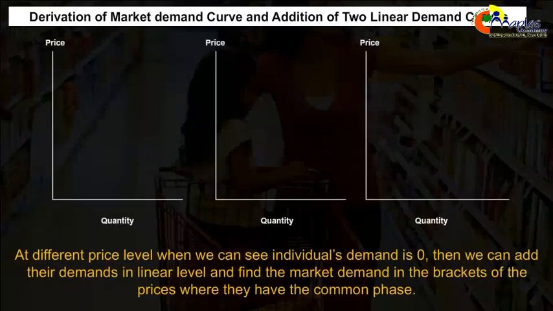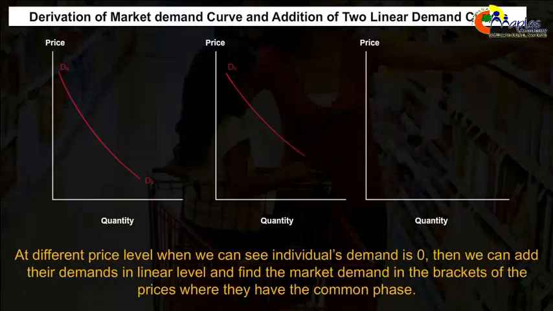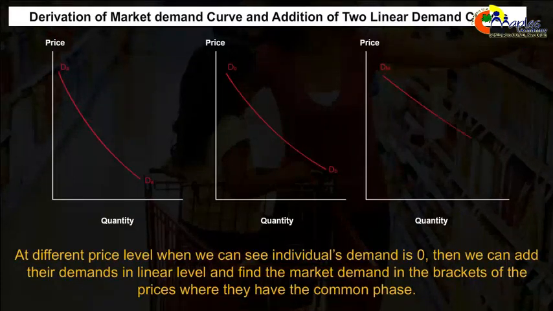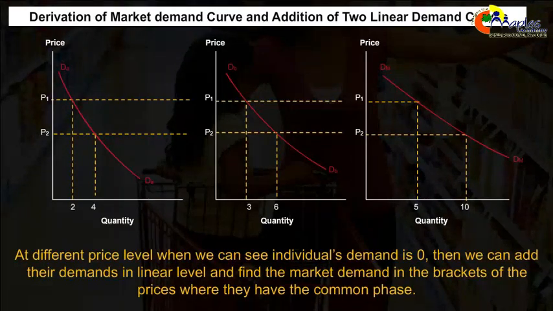At different price levels, where we can see an individual's demand is zero, we can add their demands in linear form and find the market demand in the brackets of the prices where they have the common phase.